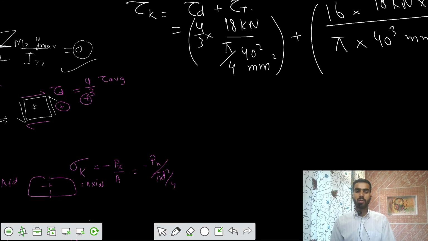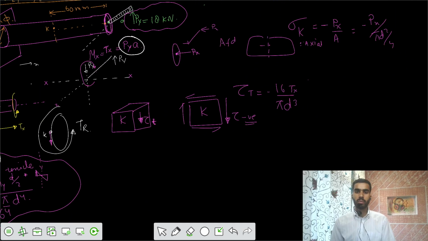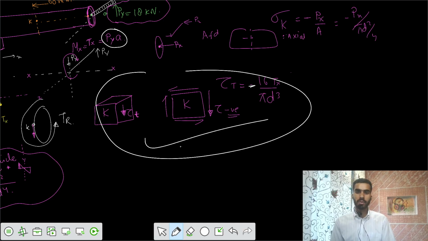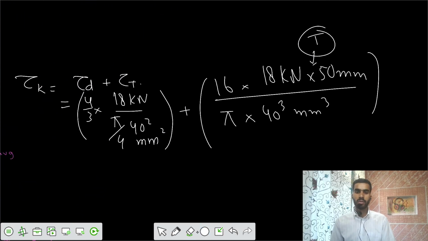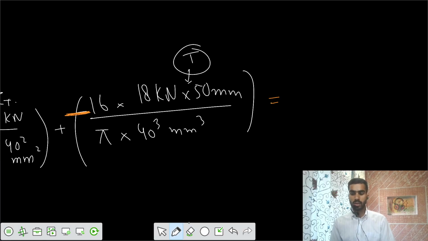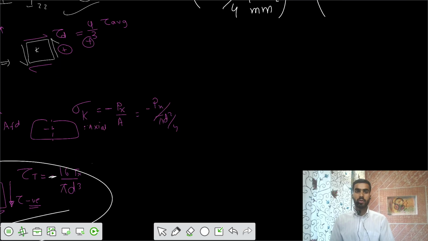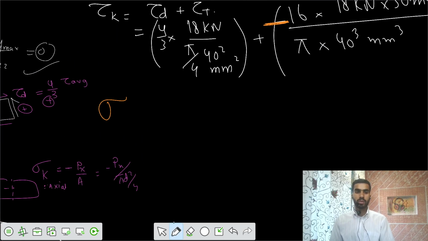But the value is actually negative because the torsional tau is negative here. So you have to keep the minus sign also. Finally, you write a minus, keeping a different color here. That's minus 16 T by pi d cube. So the final value of tau is negative 52.5 megapascal. Now you need to calculate the stress sigma at K.